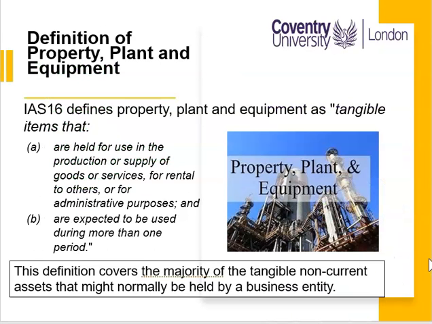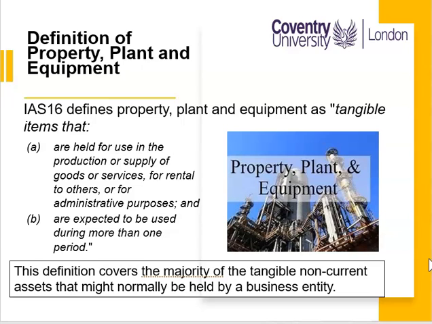First, let's define property, plant, and equipment under IAS 16. IAS 16 defines property, plant, and equipment as tangible items that are held for use in the production or supply of goods or services, for rental to others, or for administrative purposes, and are expected to be used during more than one period. Now, the key features of these definitions, the key word is use.